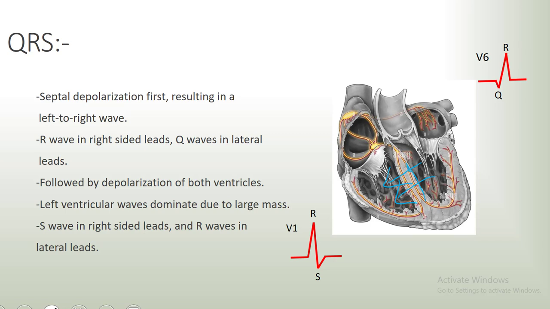Now following this, each bundle branch will depolarize its respective ventricle. Right ventricular depolarization results in a wave that spreads to this side towards V1, and left ventricular depolarization results in a wave of depolarization that spreads this side towards V6. Because the mass of the left ventricle is way bigger than the mass of the right ventricle, the net vector will be towards the left. This will generate a negative wave within V1, or the S wave, and a positive wave within lead V6, the R wave.